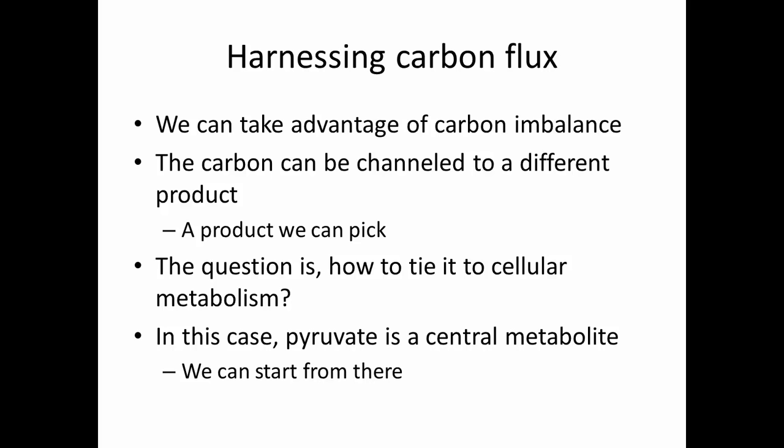But we can take advantage of this carbon imbalance that we've created by eliminating PHB. The carbon that used to go to PHB can be channeled to a different product, and we can pick that product. Let's pick isobutanol, for example. Then the question is how to tie the making of that new product by the cells to the cellular metabolism that's already there. And in this case, we're kind of left with a big clue here. Pyruvate is a central metabolite. We can start there. What can we turn pyruvate into?